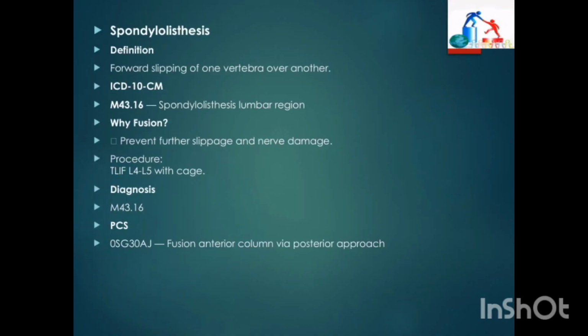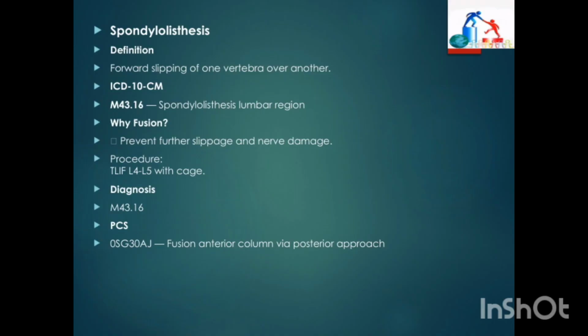Let's take a closer look at spondylolisthesis. This condition involves the forward slipping of one vertebra over the one below it. It's a common issue that can cause significant pain and nerve problems. In terms of diagnosis, it's classified under ICD-10-CM as M43.16, specifically affecting the lumbar region. Now, why do we consider fusion in these cases? The main goal is to prevent further slippage and protect the nerves from ongoing damage. If the vertebra continues to slide forward, it can lead to worsening symptoms and complications.